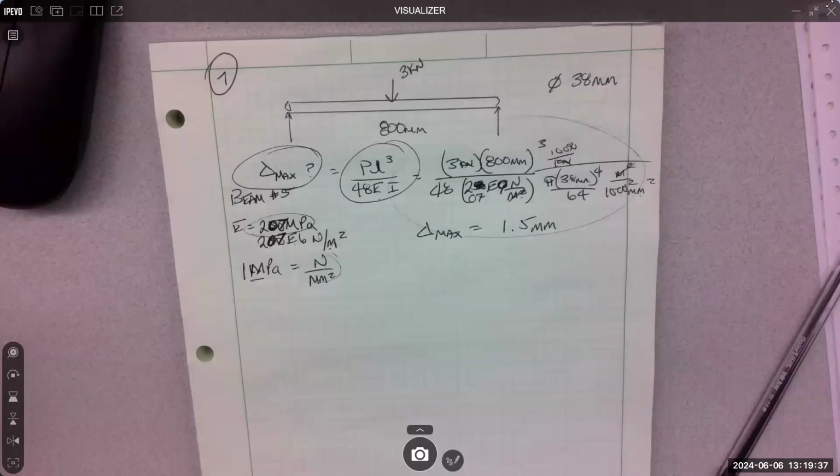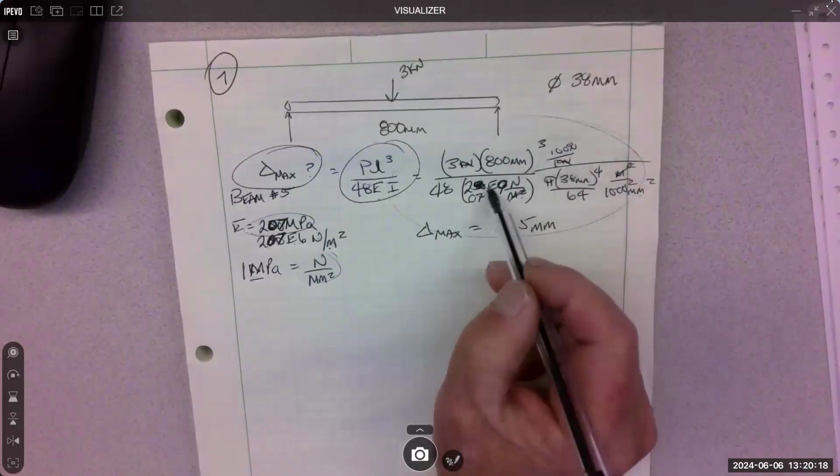1.5. What'd you do differently? I just put 3,000 newtons, multiply by 800 millimeters cubed. And then in the denominator, I put 48, multiply by 207, by E, the E value for steel. And then multiply the I value.